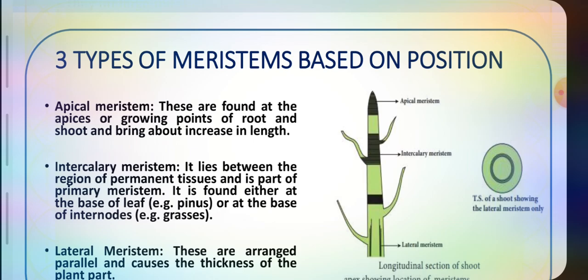What is the other name for apices? Growing points, where growth is seen. So the growing points of root and the growing points of shoot are called apices. And what is the function of this apical meristem? They bring about increase in length.